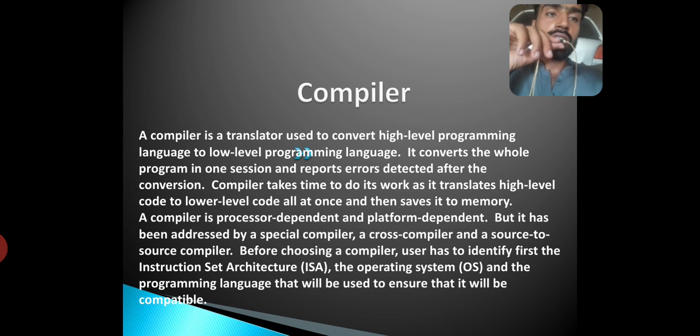Before choosing a compiler, the user has to first define the instruction set architecture (ISA), the operating system (OS), and the programming language that will be used to ensure that it will be compatible.